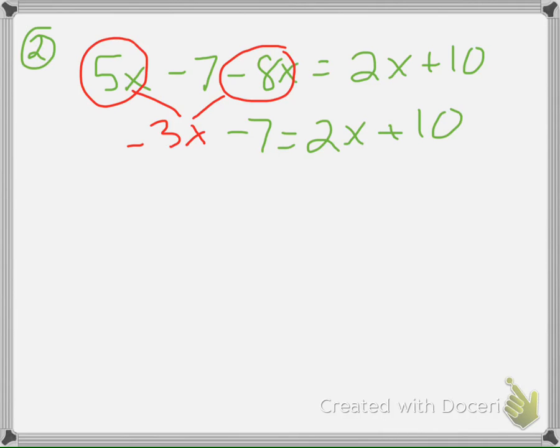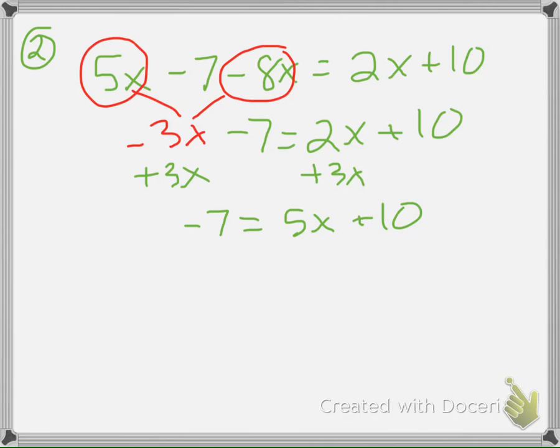Okay, now I need to get my x's on one side. So after I've combined, now I have x's on each side, and I need to get them on the one side. I can either add 3x on both sides, or I can subtract 2x. I don't like dealing with negatives, so I'm going to add 3x on both sides. So I end up with negative 7 equals 5x plus 10.